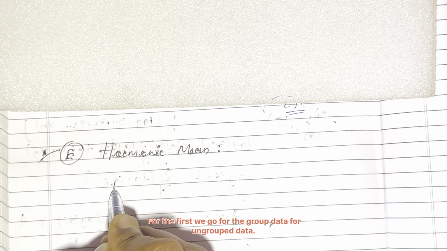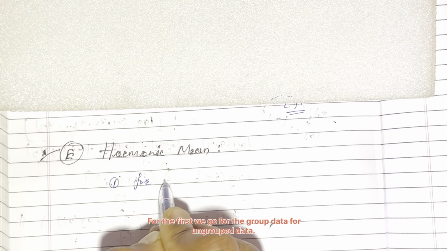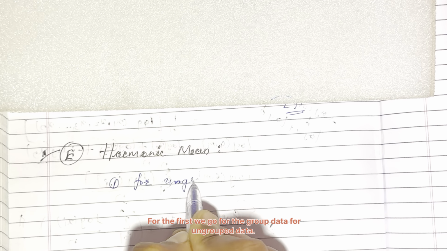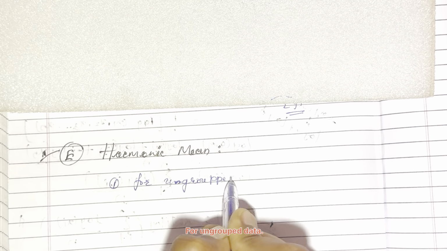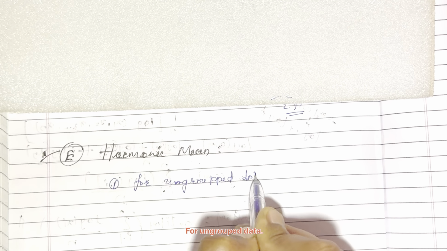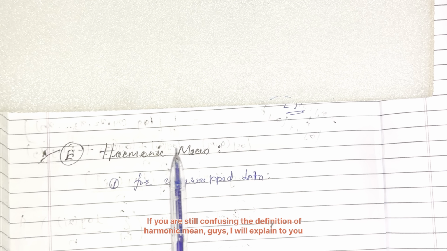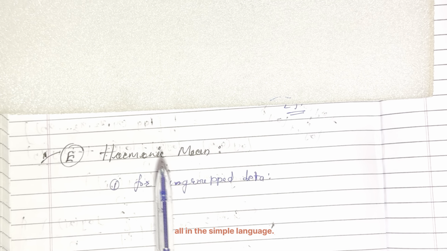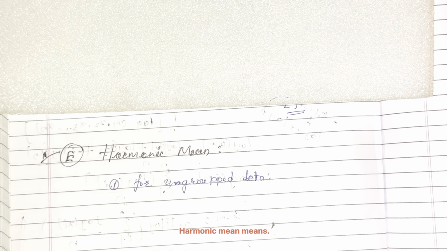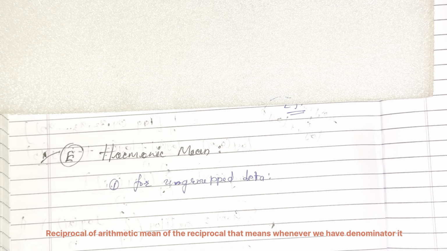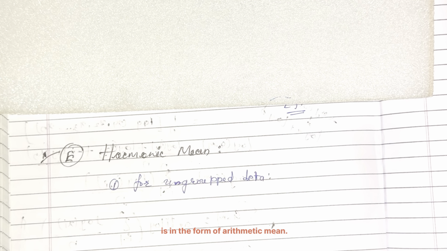First we go for the ungrouped data. If you are still confused by the definition of the harmonic mean, I'll explain it in simple language. The harmonic mean is the reciprocal of the arithmetic mean of the reciprocals. That means whenever we have the denominator in the form of an arithmetic mean, we consider it the harmonic mean.